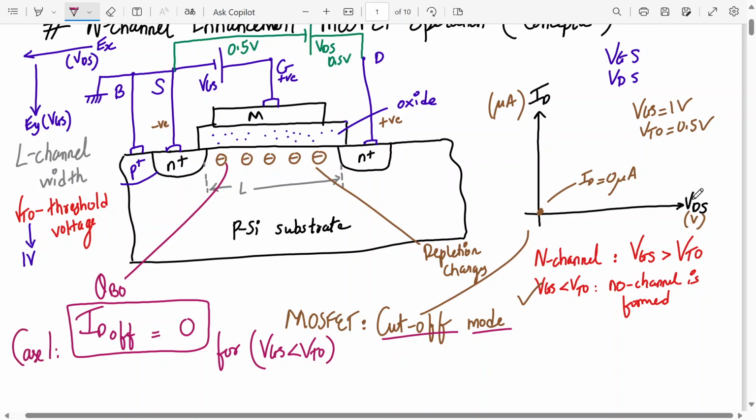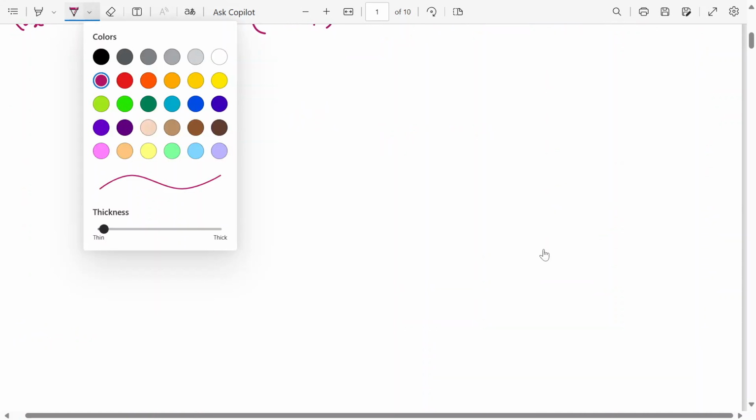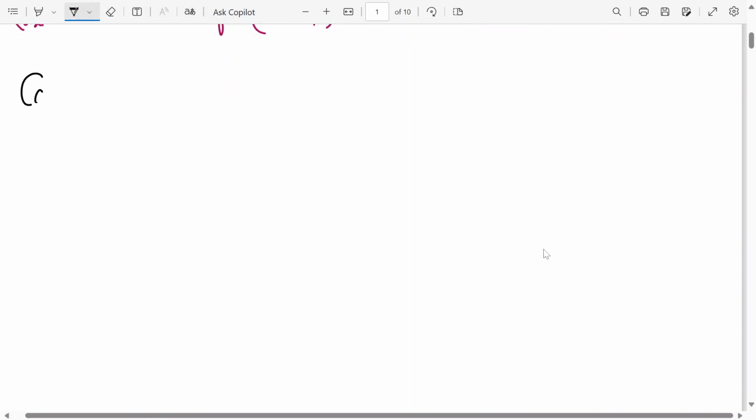Now let's start with case number 2. Let me draw. I'll keep on drawing the same thing again and again because it's important that we remember the structure. So case 2 is, I'll make VGS greater than VTO. Okay. But I'll make the source terminal 0 and the drain terminal also 0. So basically I will make VDS equal to 0. So let's see in which operating mode the device is, whether it's in cutoff or any other mode of operation.